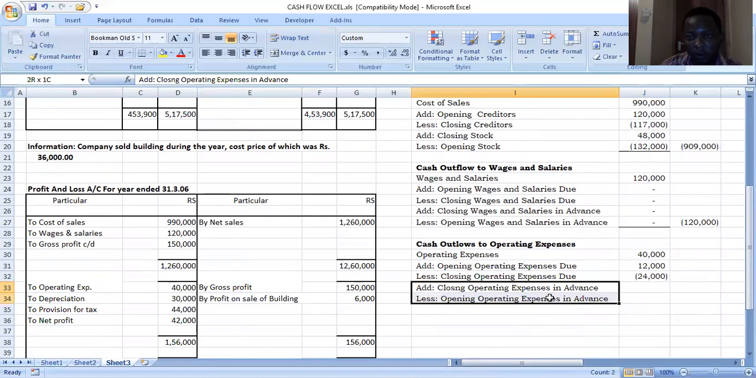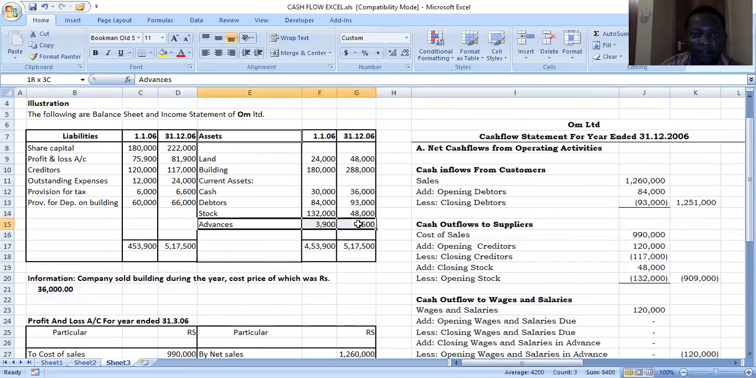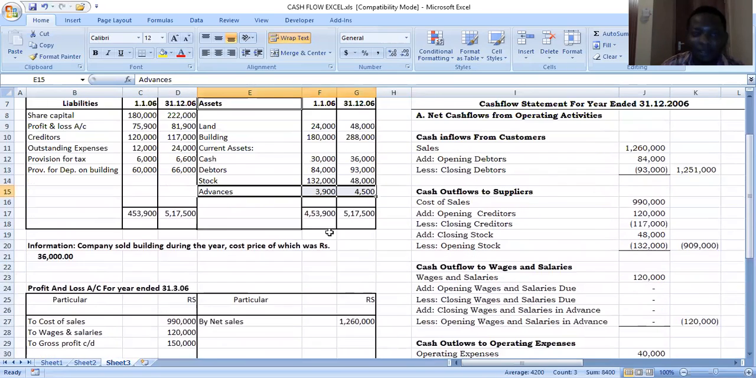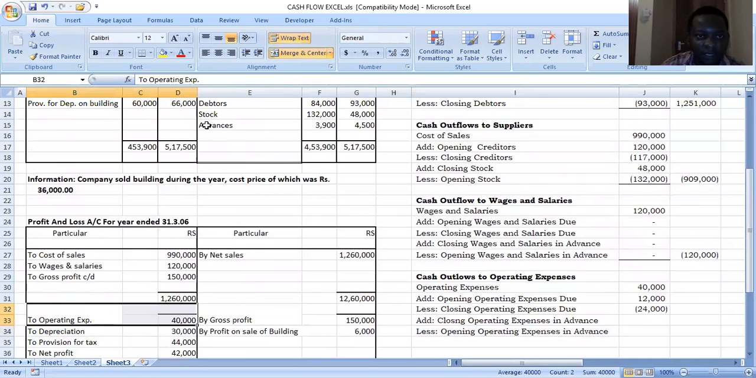And then we have the operating expenses in advance, both closing and opening. So we add closing operating expenses in advance and less opening operating expenses in advance. These are current assets, so they are found in the balance sheet on the asset side. We have advances, the opening 3,900 and 4,500. We assume these advances are for the operating expenses because there is no other expense here, just generalized like the operating expenses in the income statement.